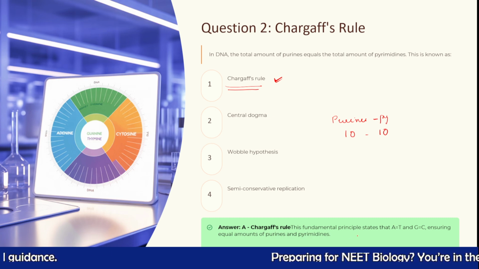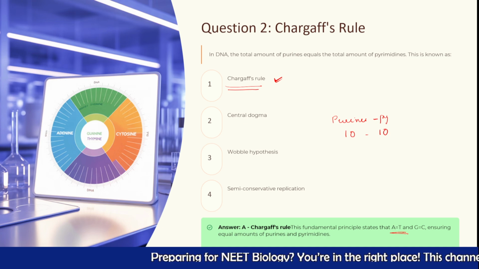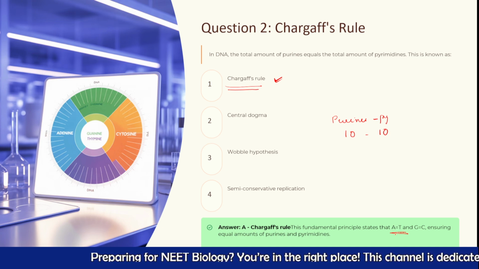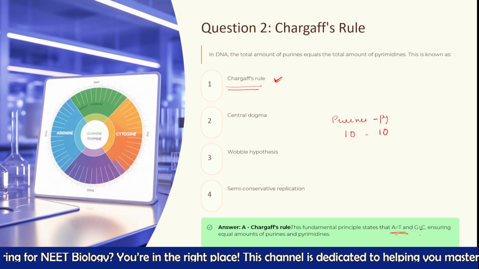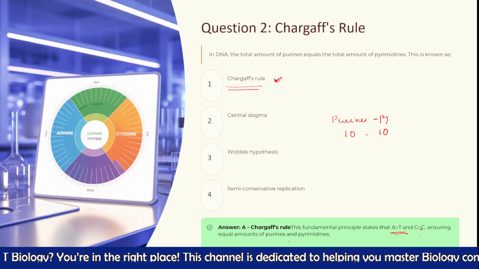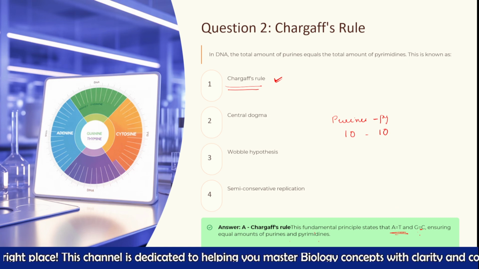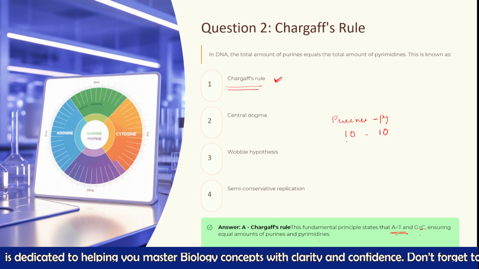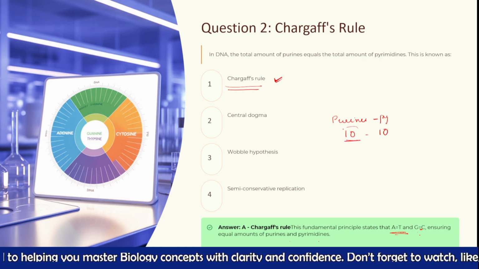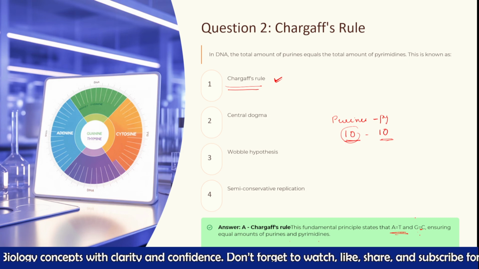So Chargaff rule, this is a fundamental principle, states that adenine always pairs with thymine and vice versa, and guanine with cytosine with 3 hydrogen bonds. This ensures an equal amount of purines and pyrimidines in the DNA. So the Chargaff rule is definitely explaining the structure of the DNA: the number of purines equals the number of pyrimidines. That point you have to remember.